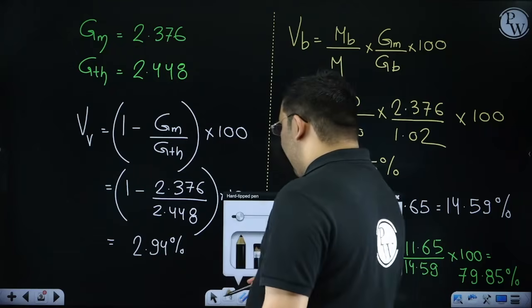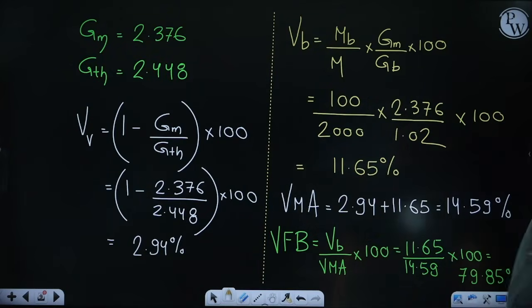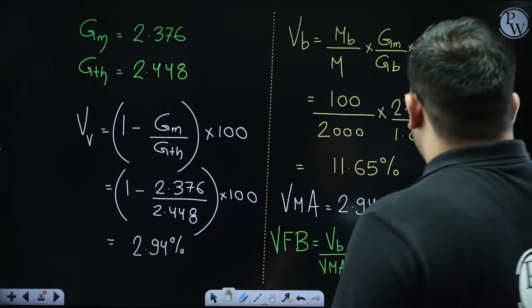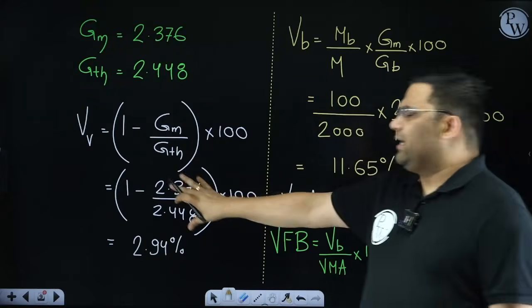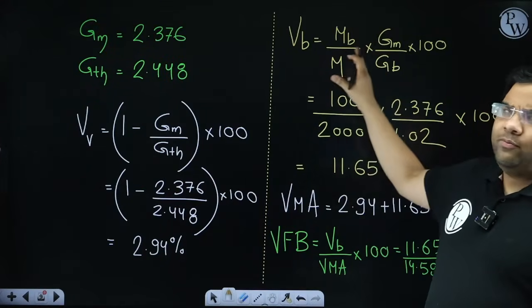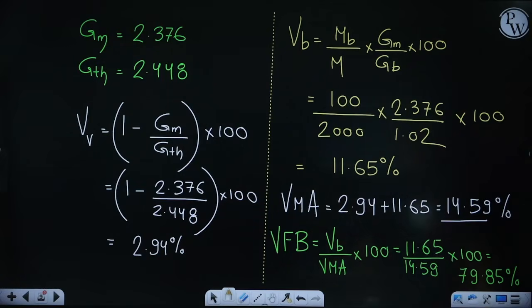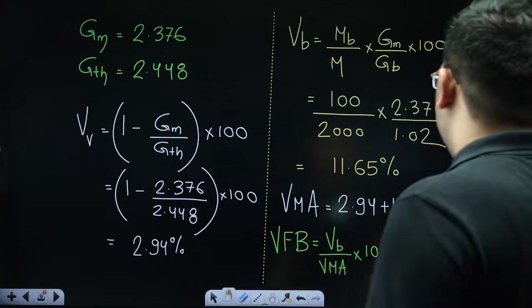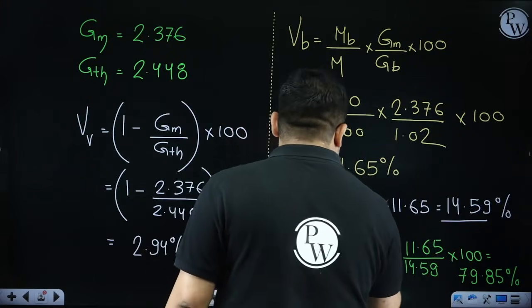So if they ask you air voids, we'll solve in this manner. If they ask you the percentage bitumen, we'll solve in this manner. If they ask you to find out total voids, once you get the air voids and the bitumen voids, you just add both of them to get the total voids. And if you want to find the voids filled with bitumen, you just take the volume of bitumen by total voids into 100.